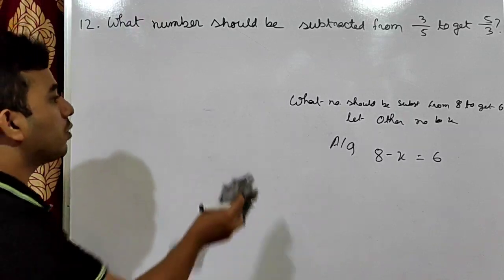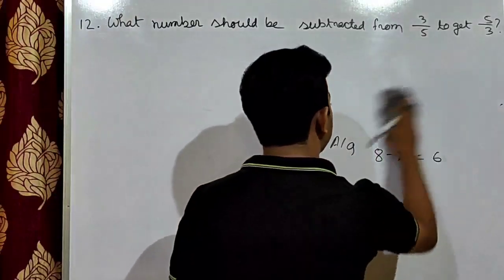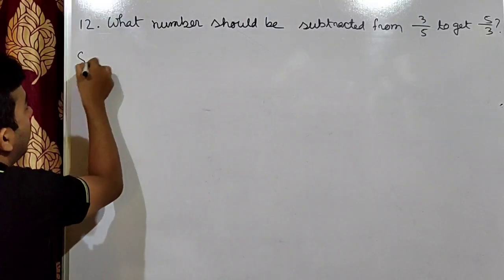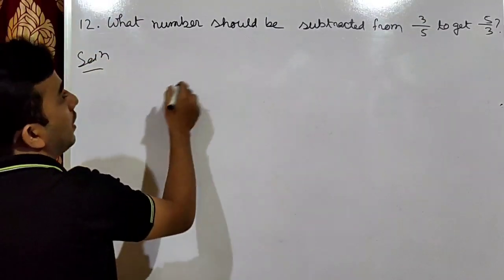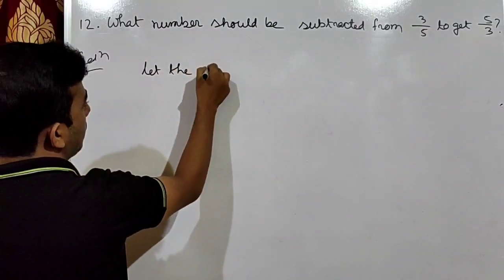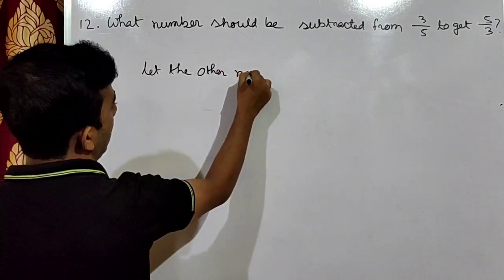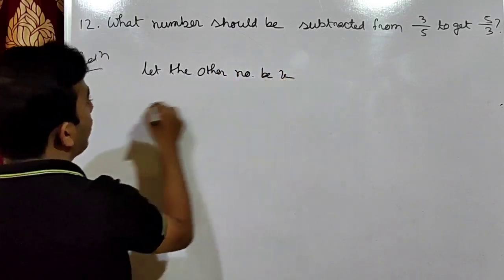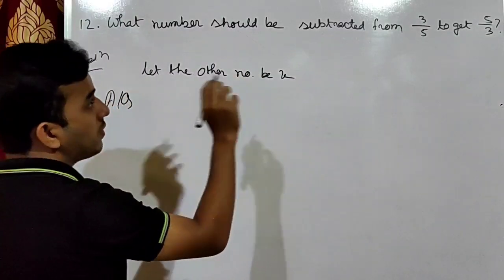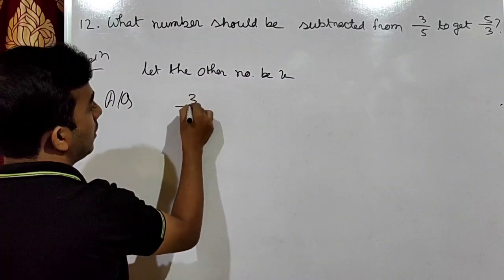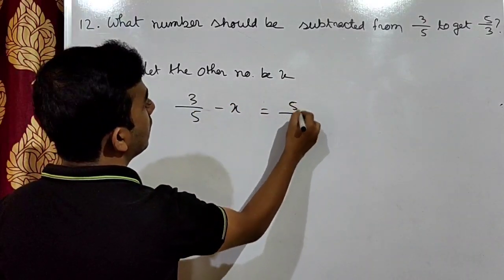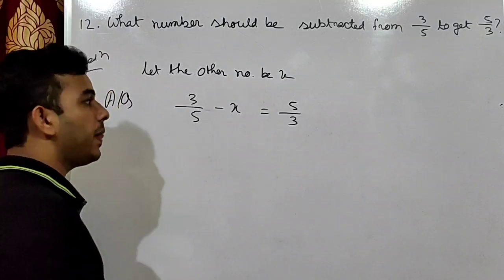Clear? So same like this also we will solve this question. Here also we will consider, let the other number be x, then according to the question we will put. So let's start. First of all we have to write the solution, then let the other number be x. Now according to the question, what number should be subtracted from 3 by 5? That means 3 by 5 minus x equals 5 by 3. Up to this clear? Very good.